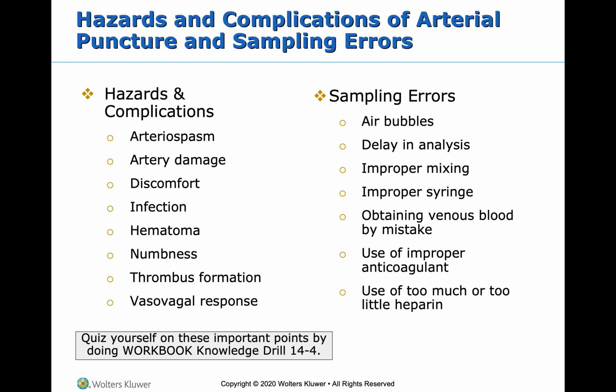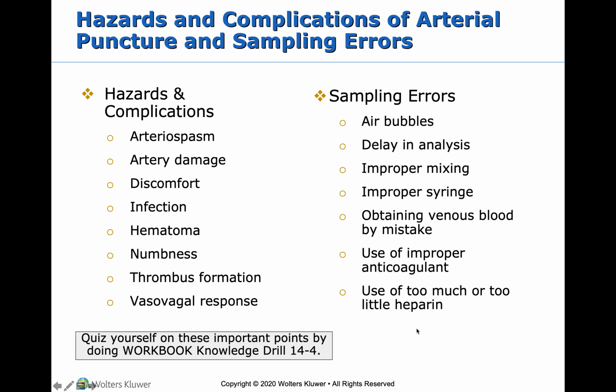Obtaining venous blood by mistake. Like I said, there's a different oxygen content in your venous blood than there is in your arterial blood, and if you're analyzing it for an arterial blood gas, your standard ranges for certain analytes and stuff like that are going to be different for arterial blood than they would be for venous blood. Use of improper anticoagulant, that goes like what I said with the improper syringe. So if you didn't use heparin, you use some other type of anticoagulant, that could be a potential source of error. Or if you use too much or too little heparin.